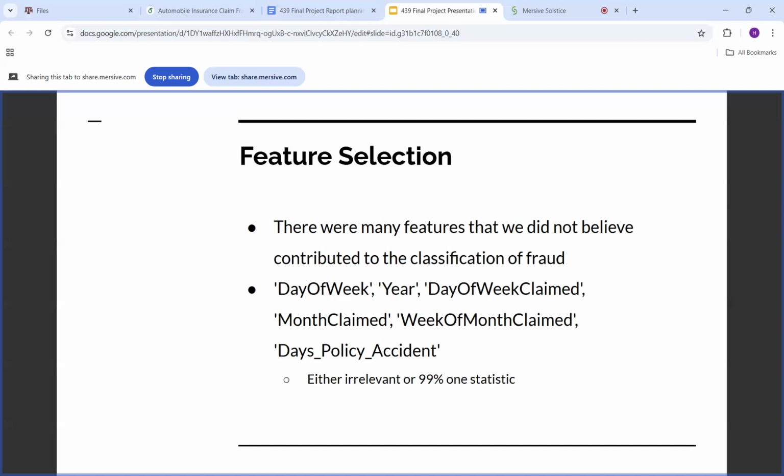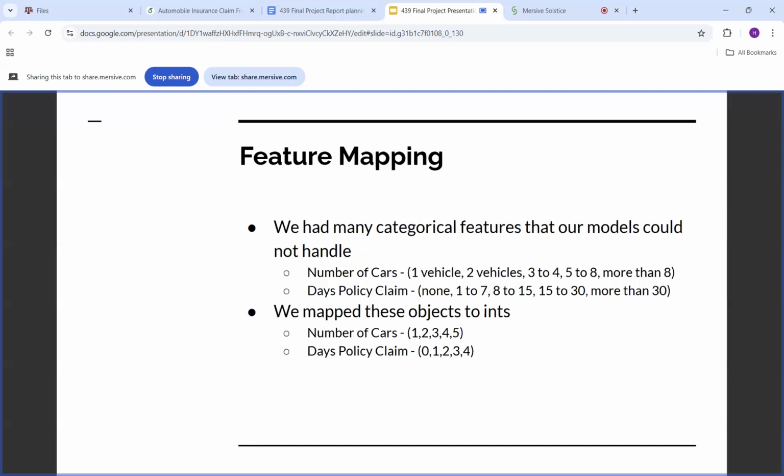Along with that, we had many categorical features that our models could not handle. For example, number of cars. The options were one vehicle, two vehicles, three to four, five to eight, and more than eight. To make things easier for our model to understand and easier to train on, we mapped those categorical values to numbers. So with number of cars, we mapped those values to 1, 2, 3, 4, 5, which made it easier for our four models to train on.